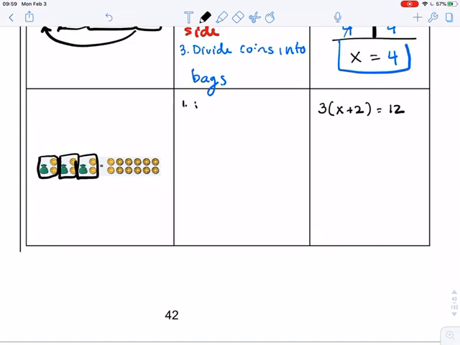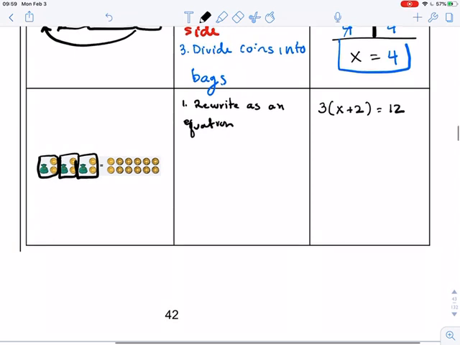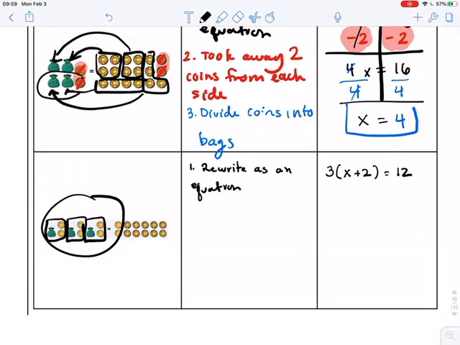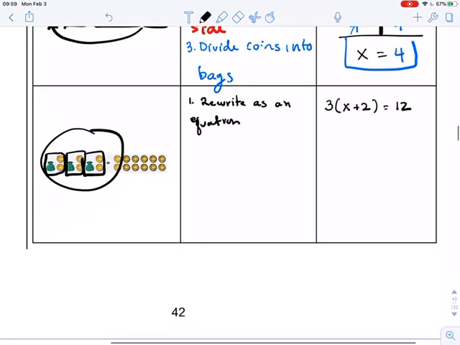So first thing is rewrite as an equation. Now, the reason I did that was because of the way that the coins are broken up on this side. They're broken up into groups. They didn't look like this, where they were one big group. They're broken down into 3 identical parts. Okay, so keep moving on.